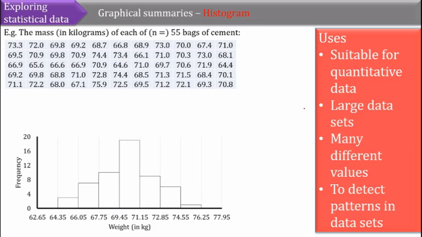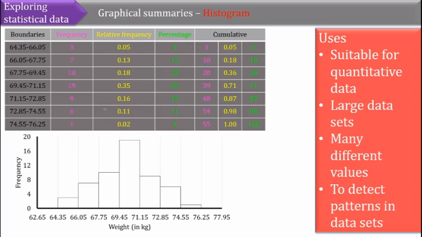Right, now our histogram is suitable for quantitative data. Remember, quantitative, it's measurements, and I said in the beginning, with histograms our x-axis is the number line, so it must be quantitative data. Can be very large data sets, can accommodate many different values, and we use it to detect patterns. So you can see there's really no disadvantages to this, so that's why it's such a common or popular method. We can construct exactly the same type of table as we did before for the discrete data.